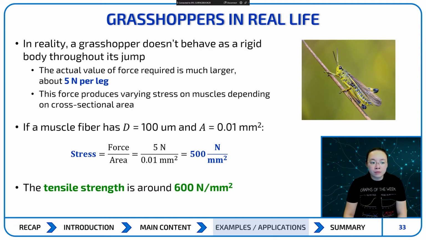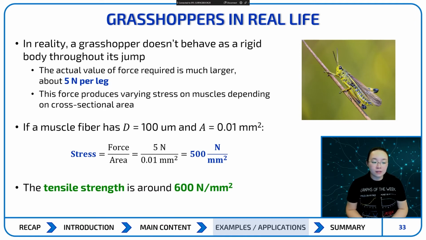Now, in terms of analyzing this, we can start by understanding that a muscle fiber has a diameter of 100 micrometers, and that the cross-sectional area is 0.01 millimeters squared. Now we'll be able to figure out the stress on the grasshopper for that muscle fiber, and stress is defined as force per area. The force, we can assume, is 5 newtons for each of the legs, and the area is 0.01 millimeters squared. So your stress is actually a lot. It's 500 newtons per millimeter squared.